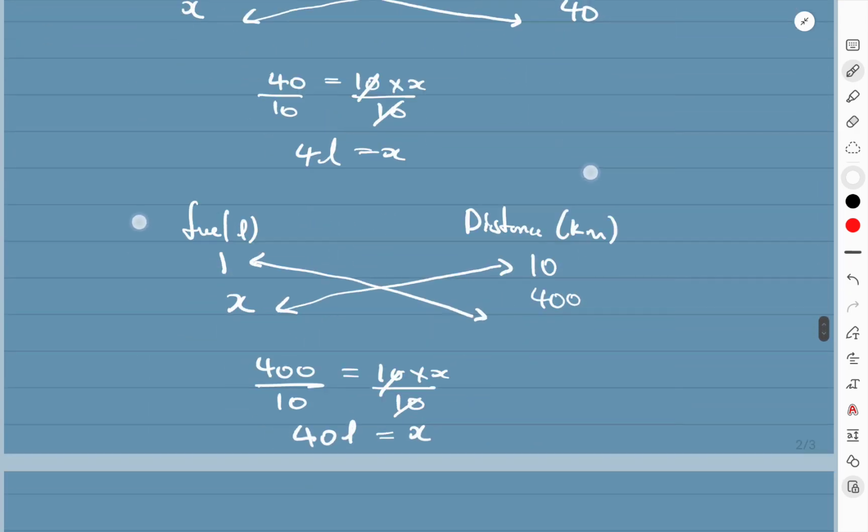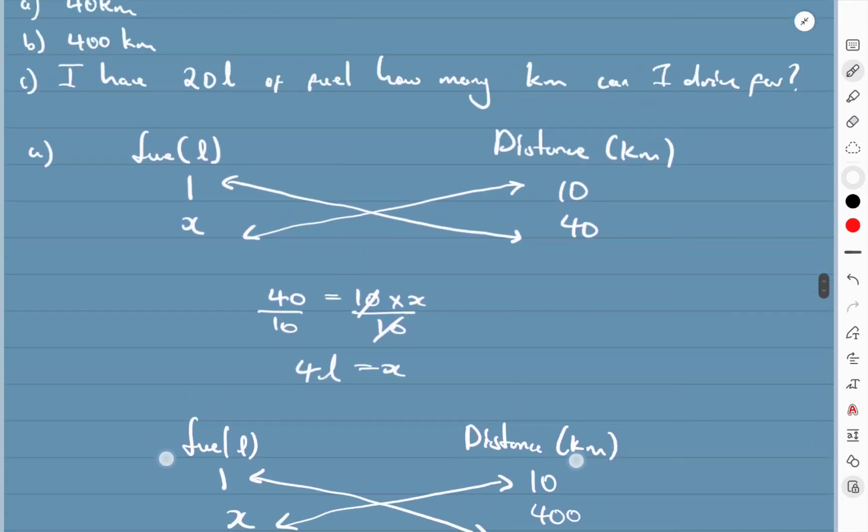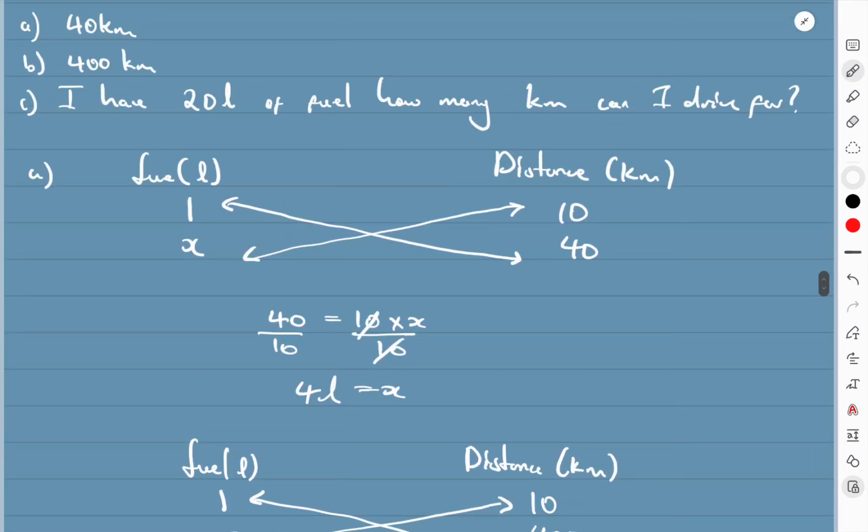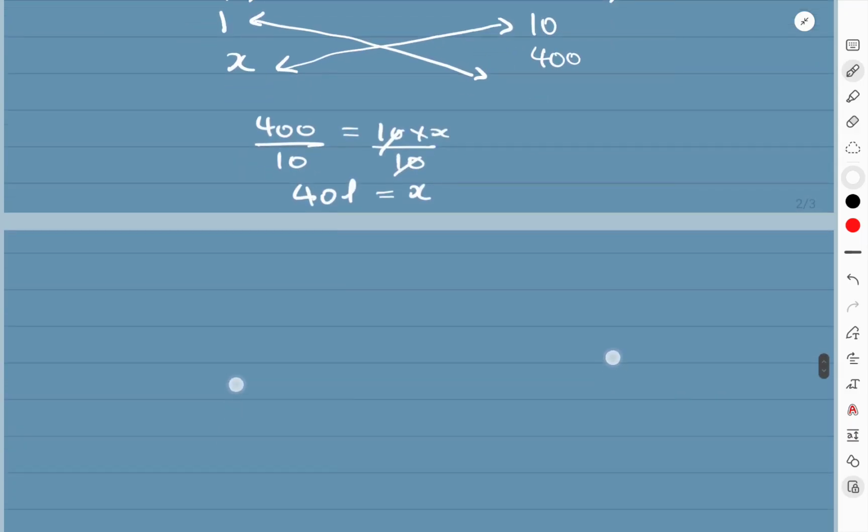It means I'm going to need 40 liters of fuel for me to drive for 400 kilometers, right? So if I have 20 liters of fuel, that is C. If I have 20 liters of fuel, how many kilometers can I drive for, right? Using this same car, I'm going to have fuel in liters. I'm going to have distance in kilometers, right? I know that 1 liter of fuel allows me to drive for 10 kilometers as a distance. But then if I have 20 liters of fuel, meaning the 20 has to go into the category of fuel. If I have 20 liters of fuel, how many kilometers can I drive for? That is why I should have X on the part of fuel.